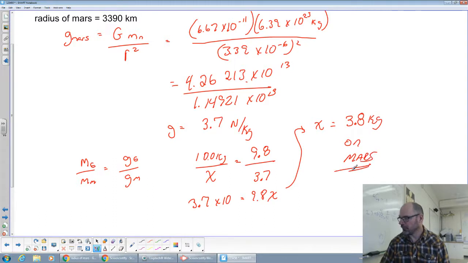Okay, so we had to figure out the ratios of the gravitational constants, and then do a ratio of the masses. Okay, so we'll stop there because I went way too long today.